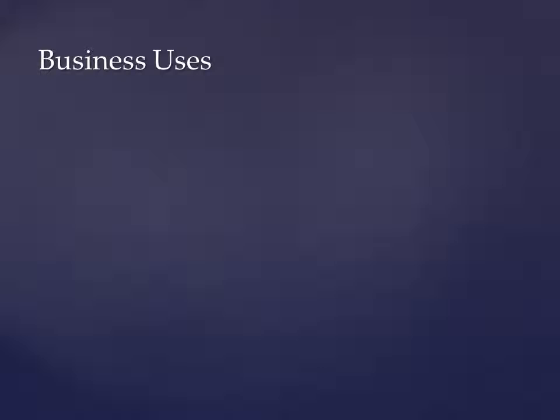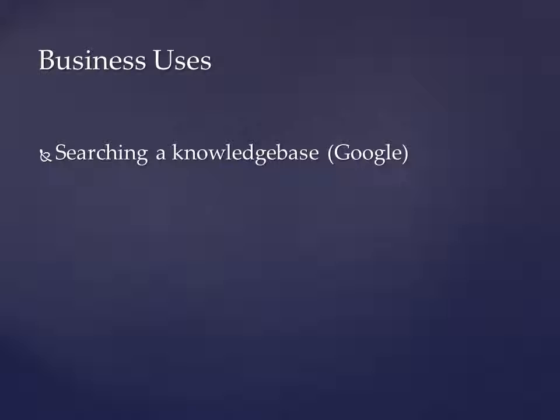Some other uses for a business might be to search a knowledge base for answers to frequently asked questions. Think about how Google can get you an answer to just about any possible question. Expert systems are another example of business use of the technology. Doctors can input a list of symptoms into a program specifically designed to diagnose an illness and get a list of possible candidates in return.